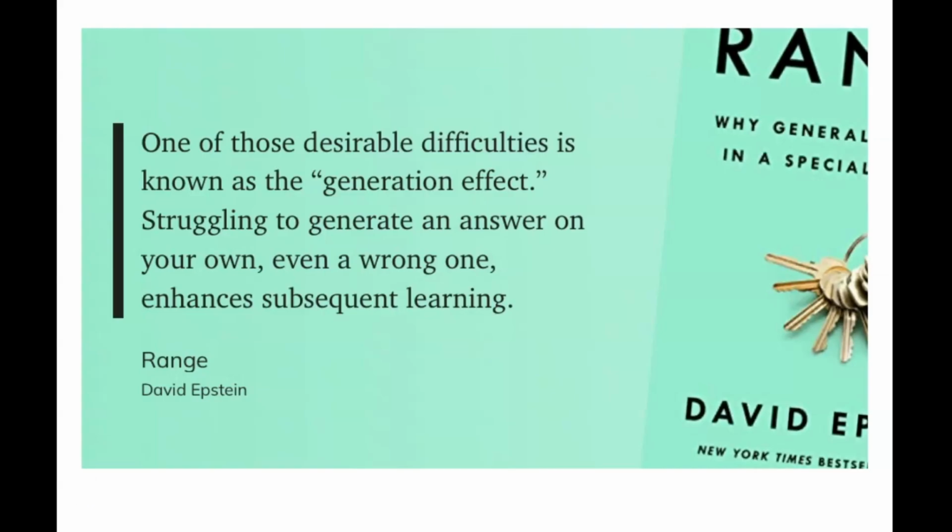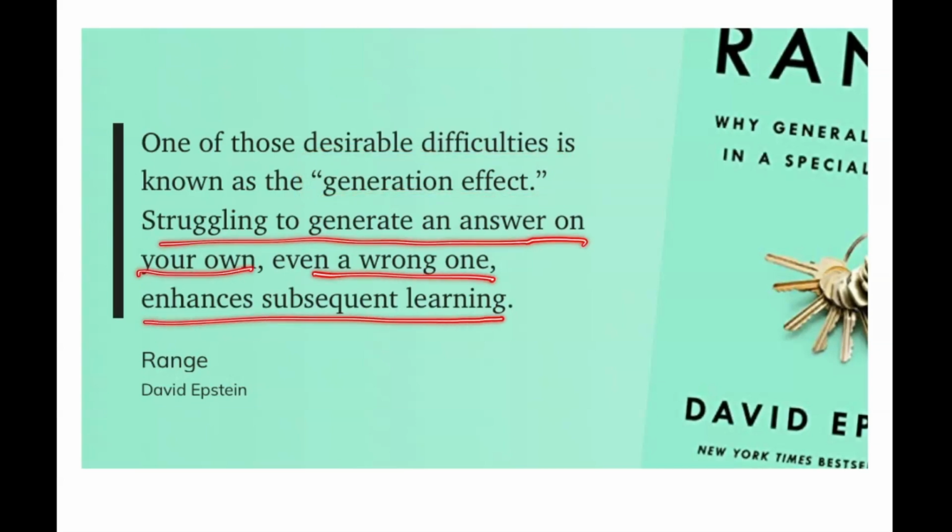Okay, before we go through the next example, I want to go over this thought. This is from the book Range by David Epstein. He says, one of those desirable difficulties in learning is known as the generation effect. Struggling to generate an answer on your own, even a wrong one, enhances subsequent learning.